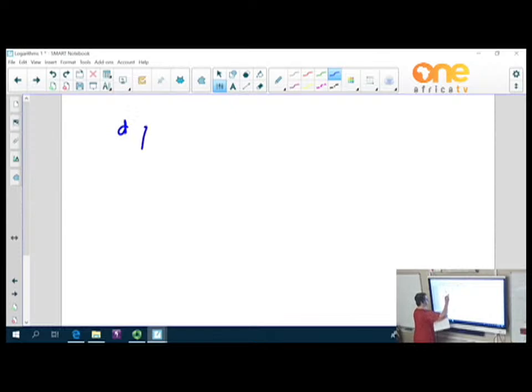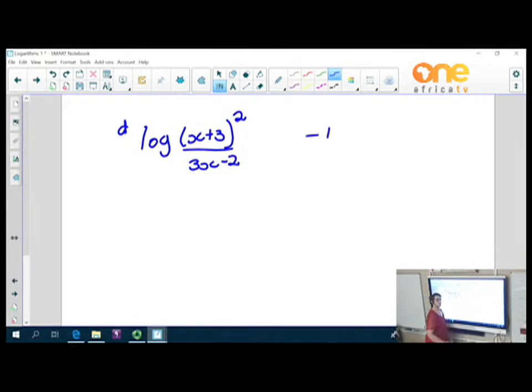The next one is number D. Now that one will be log x plus 3. Look, we keep it in brackets there, but I bring up that little power there. And then I divide with that 3x minus 2. Now, the problem is that there is a minus 1 in the middle, which is not logs. It's a number value, and I cannot work with logs and number values at the same time. I have to change this to logs.